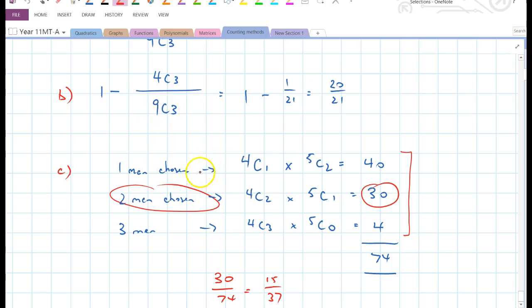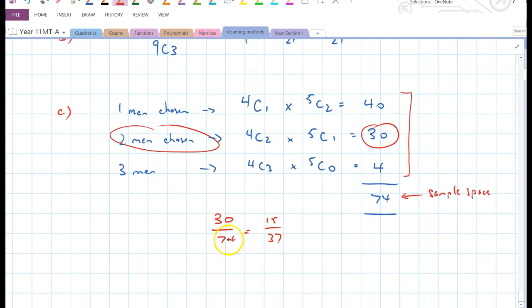So my method here is to look at the number of ways we can choose one man, which is 1 from 4 men and 2 from 5 women. The other 2 are going to have to be women. There's going to be 40 ways of doing that. 2 men chosen, so 2 out of 4 with the 1 woman from 5 gives us 30 options there. And all men, there's 4C3, all men and no women. So there's only 4 of those options. So our sample space is 74. That goes into the denominator.